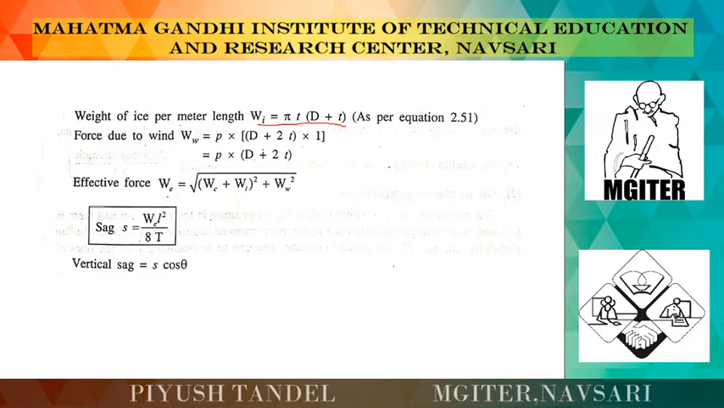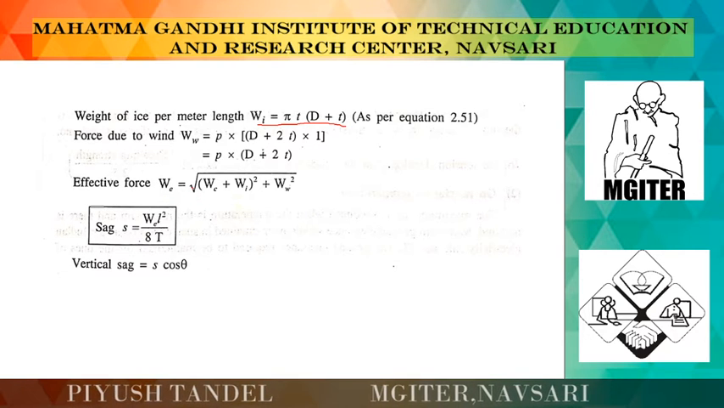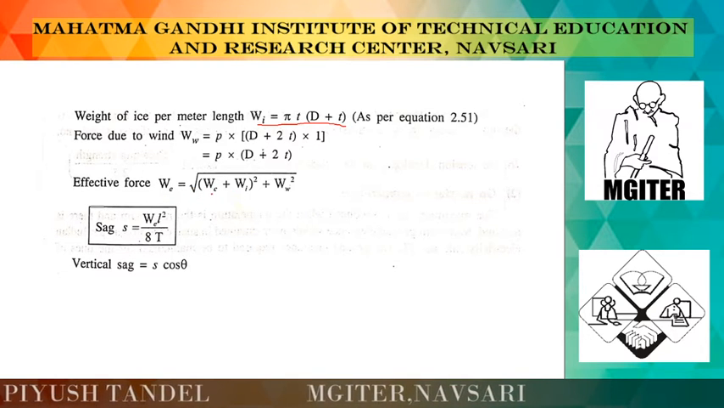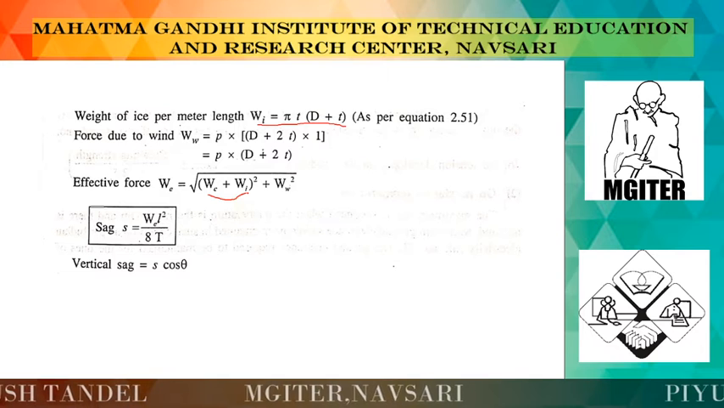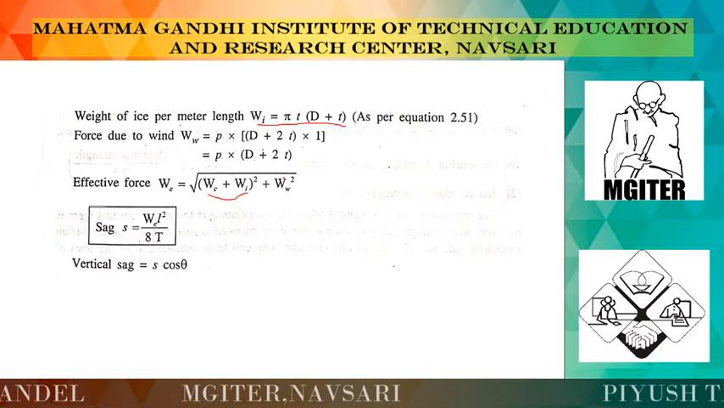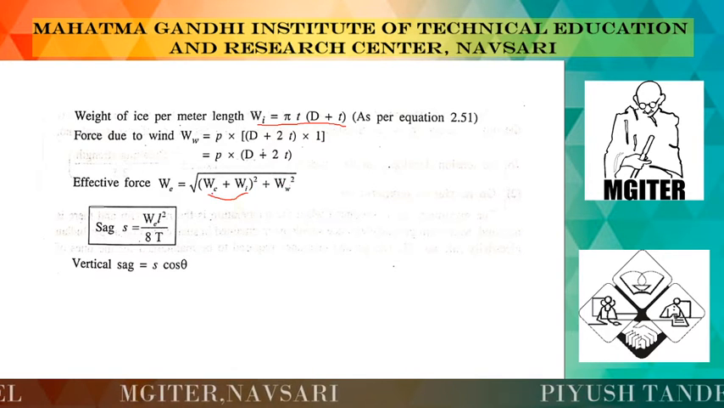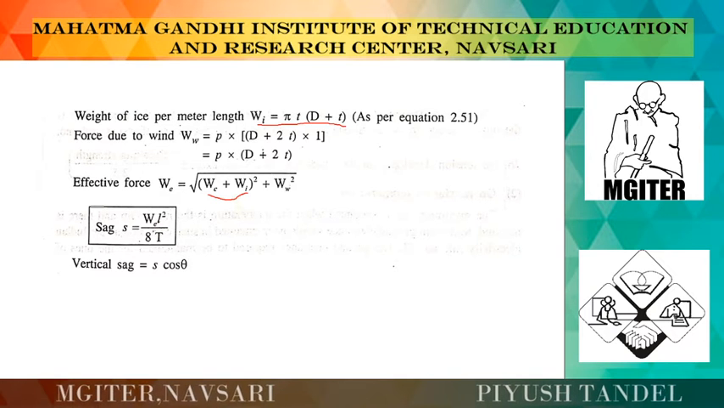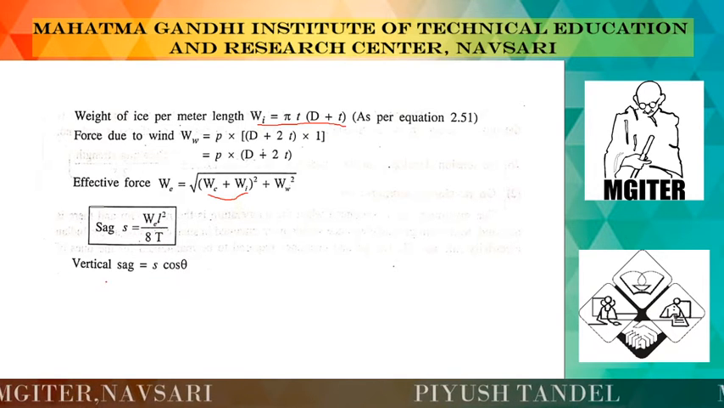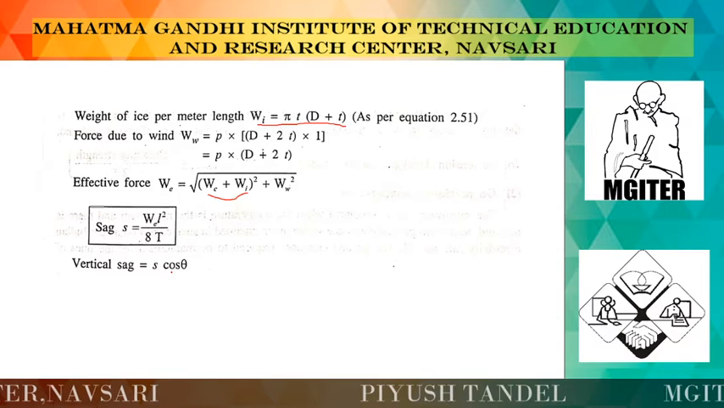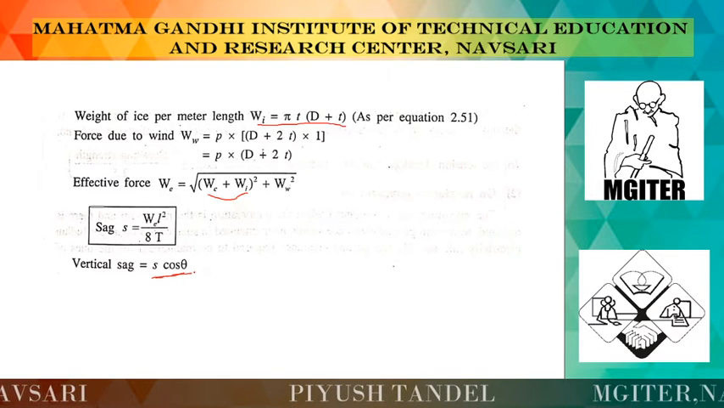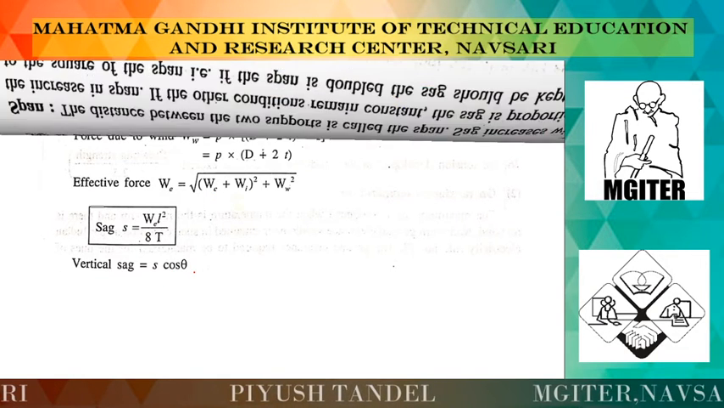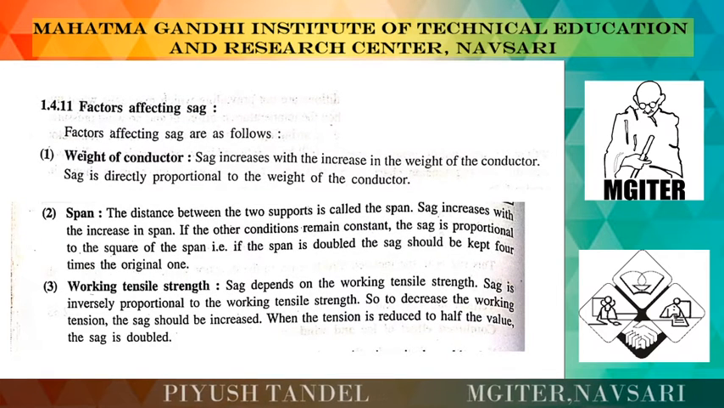And the effective force is given as We is equal to under root of (Wc plus Wi) whole square plus Ww whole square, because it is the weight of conductor plus weight of ice, and Ww is the wind pressure. So S is equal to We L square by 8T. And vertical sag is equal to S into cos theta. This is the equation of sag and effect of ice and wind pressure on the conductor.